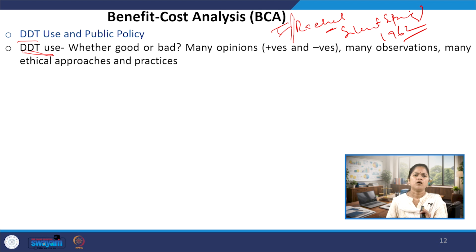So there are many observations, many suggestions, and many opinions regarding the positive aspects of DDT use and the negative aspects of DDT use, right? And there are also many ethical approaches and practices aligned with DDT. So that is the reason it needs a policy.